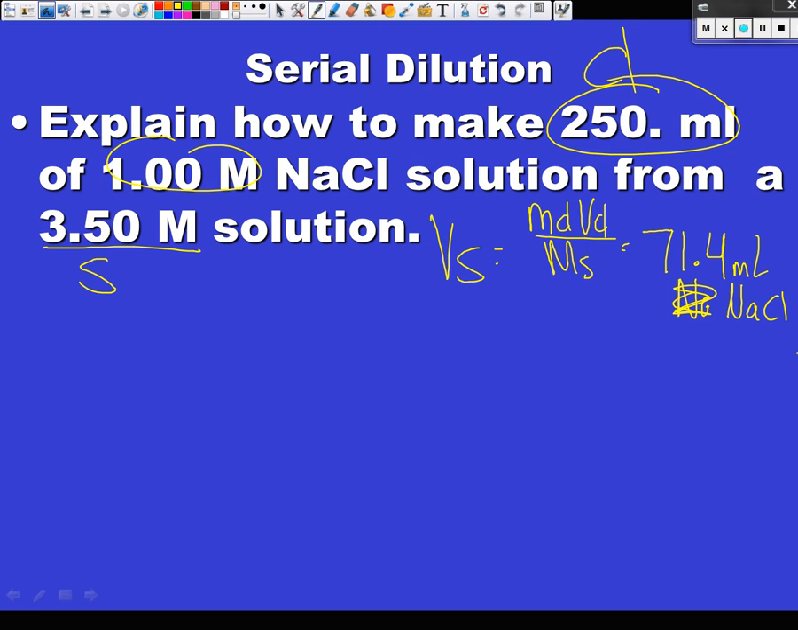Morse pipette. Initially? Yes, that was the thing I thought I missed in the beginning, is you would have to measure out 71.4 milliliters of a 3.5 molar sodium chloride solution. Justin? Yeah, it is sodium chloride. Gotcha. Okay, go ahead.